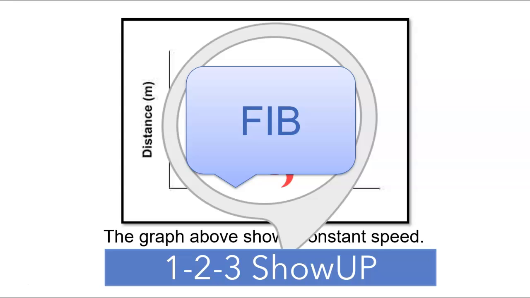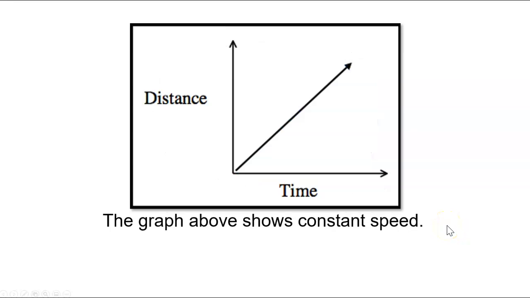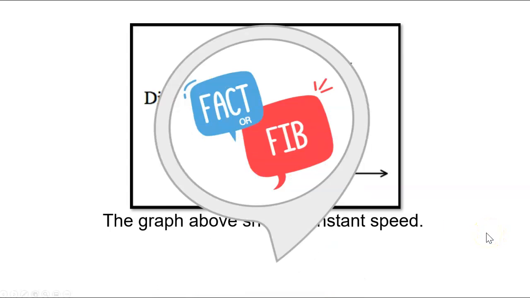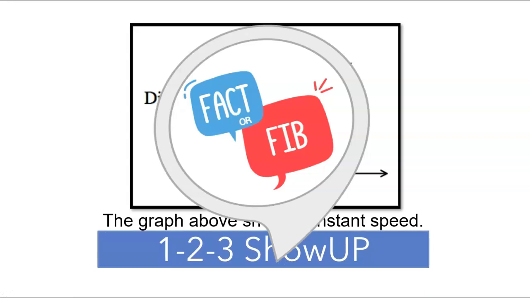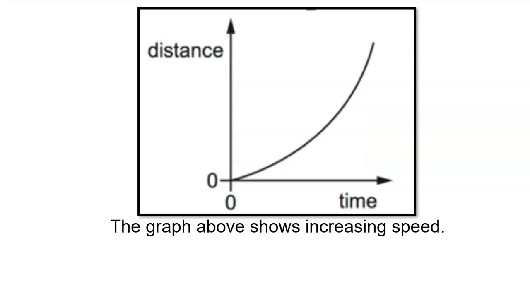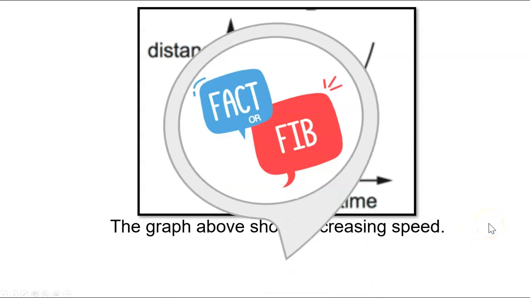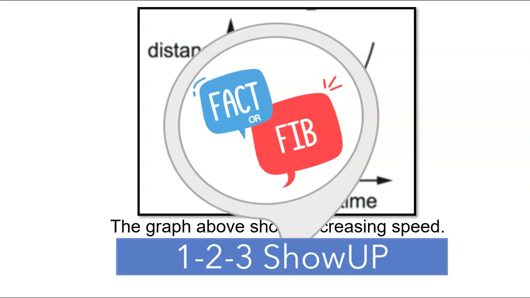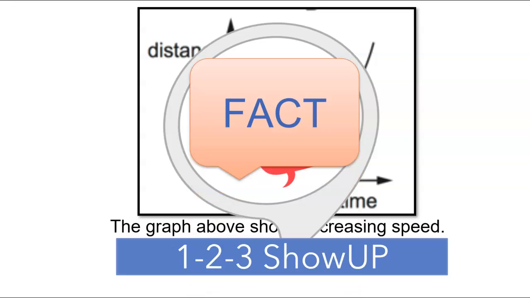Then you would provide the students a couple more seconds of talk time, so within their groups they can determine why it is a fib, and you can walk around as a teacher and determine any misconceptions and clear up any little missteps that the students have made. Here's the second example. The graph above shows constant speed. Fact or fib. 1, 2, 3, show up, and then it is a fact. Example: the graph above shows increasing speed. Fact or fib. 1, 2, 3, show up, and it's a fact.